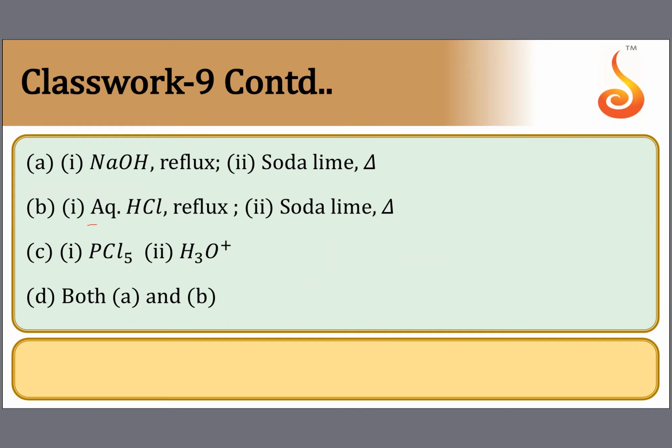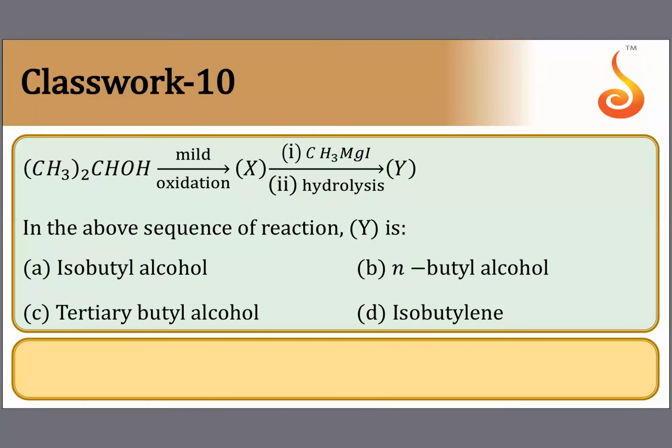Okay, next one. Classwork 10. Isopropyl alcohol on mild oxidation gives X. X with methyl magnesium iodide followed by hydrolysis. So in this sequence of reactions, what is Y? First, you take isopropyl alcohol. This is isopropyl alcohol.